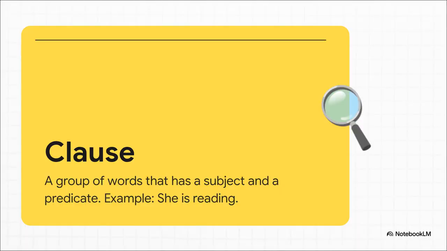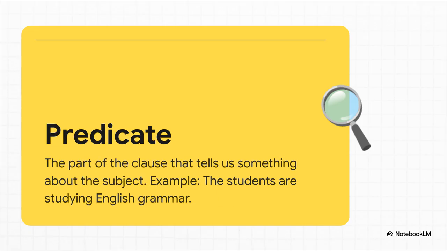First up is the most fundamental piece of the puzzle, the clause. Now, what is it? It's just a group of words with two key ingredients. A subject, who or what the sentence is about, and something called a predicate. So what in the world is a predicate? It's actually super simple. It's everything in the clause that is not the subject. It's the part that tells us what the subject is or what it's doing. In this example, our studying English grammar tells us exactly what the students are up to.